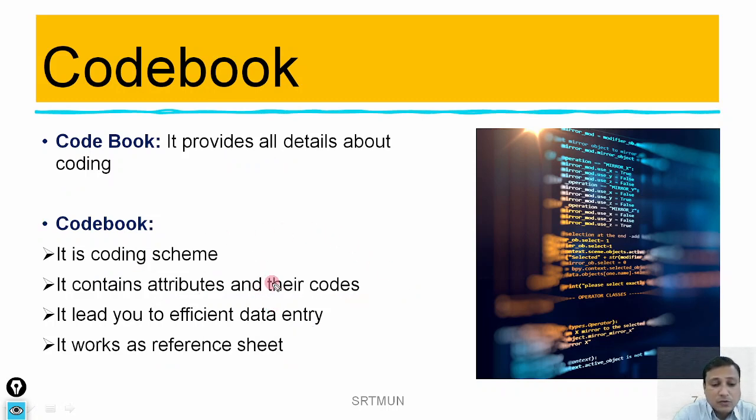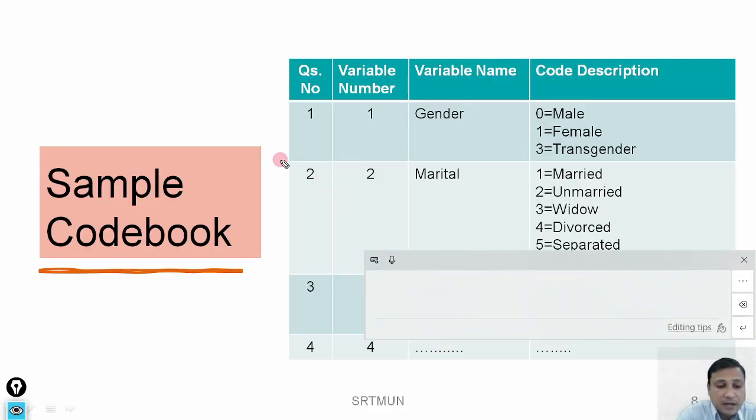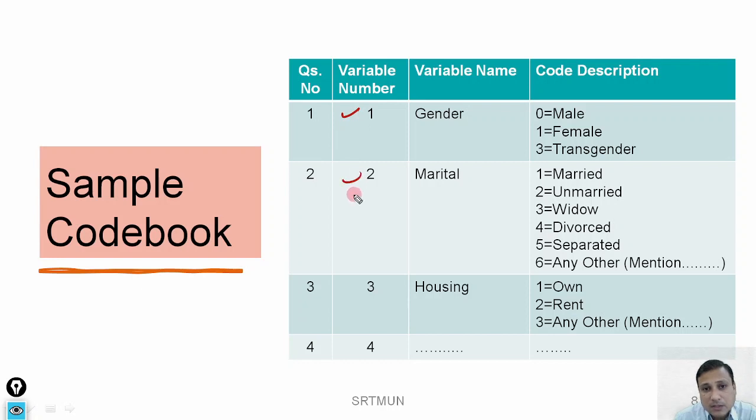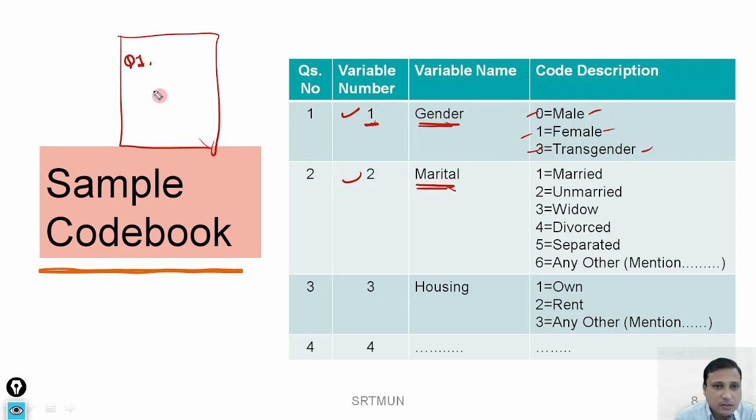Now here is one sample codebook, and here are the variable numbers. Suppose I have an interview schedule with me, and in the interview schedule my question number 1 was gender. So I assigned here variable number 1, meaning question number 1, and the variable name is gender. Here are the attributes, and here are the codes that I assigned. The story is the same with the second variable. Question number 2 is, what is your marital status? So that variable name is here, and here are the attributes and the numbers. This is the way we prepare a sample codebook.